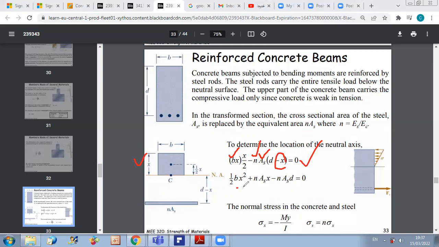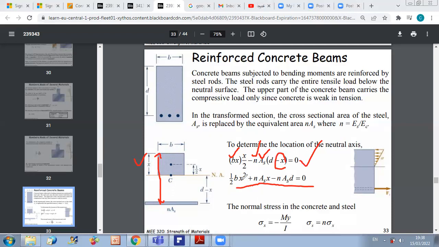And as you can see, you'll get a second degree equation. This second degree equation will have two solutions, but one will be rejected because x is between 0 and d. Okay, so if you obtain a negative value of x, it's rejected. If you obtain a value of x larger than d, it's also rejected. So you select the appropriate solution for your second degree equation.